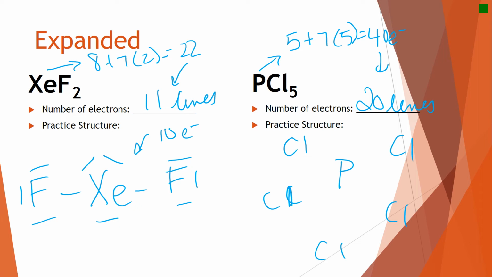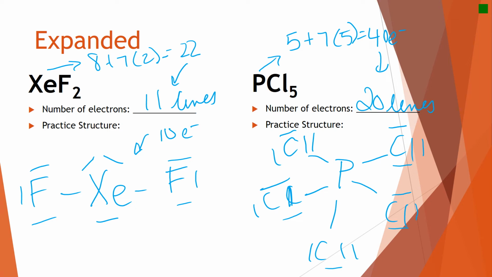All right, now I'm going to single bond it. 1, 2, 3, 4, 5. I've used 5 out of my 20 lines, so I have 15 more I can use. So I've used 5, 6, 7, 8, 9, 10, 11, 12, 13, 14, 15, 16, 17, 18, 19, 20. So now all my chlorines are happy. They have octets because they have the 4 lines attached.